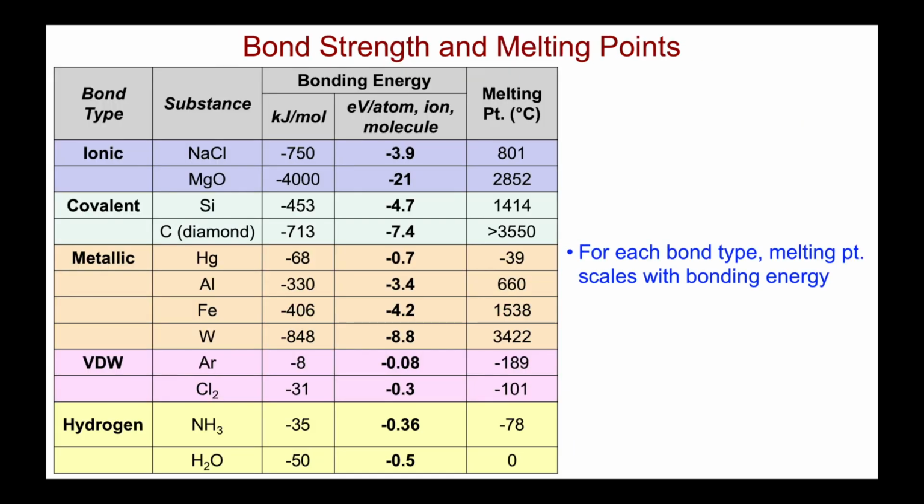Now let's go back to bond strength and melting points, where we're trying to make a direct connection between melting point and the strength of the bonding of the species in a given crystal. The best representation is the bonding energy per atom, ion or molecule, whatever the constituent units are in the substance. And we'll see here for each bond type there is an excellent correlation between the strength of that bonding per ion, per atom or per molecule and the resultant melting point.